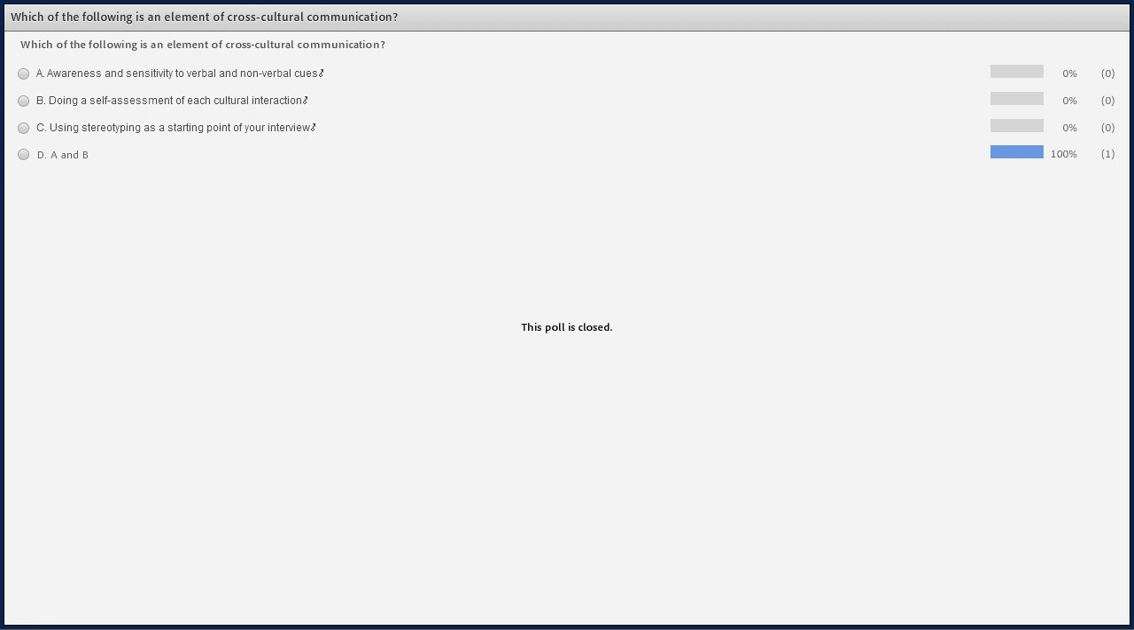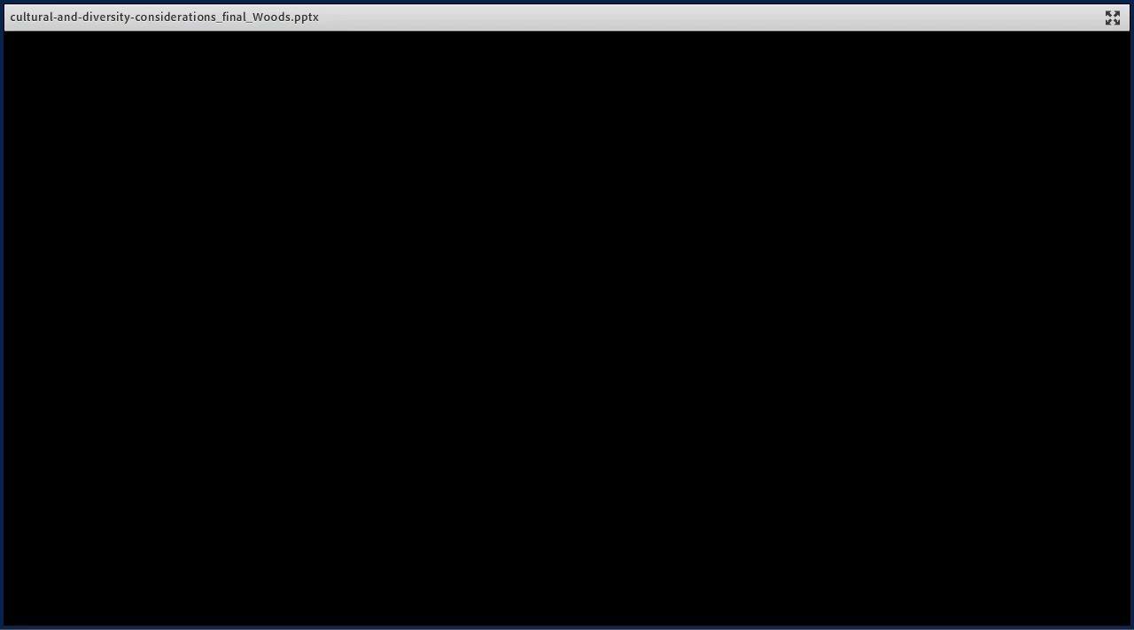If you pick D, A and B, you are correct. Stereotyping is not the starting point. Rather, generalizing would be a starting point.